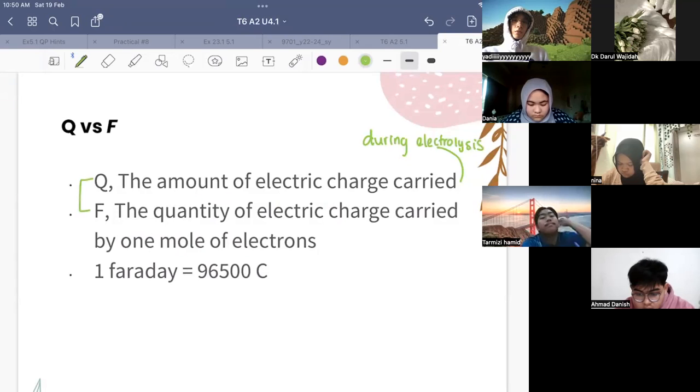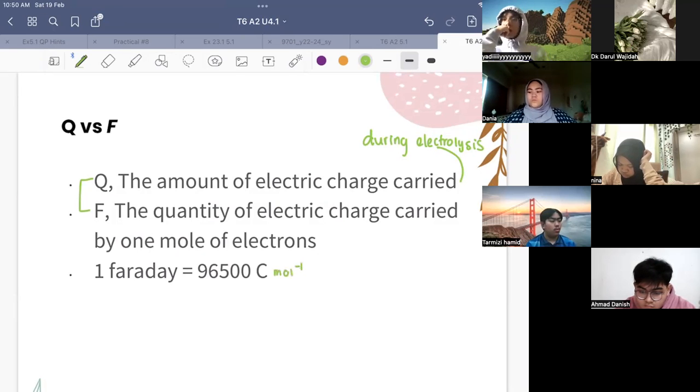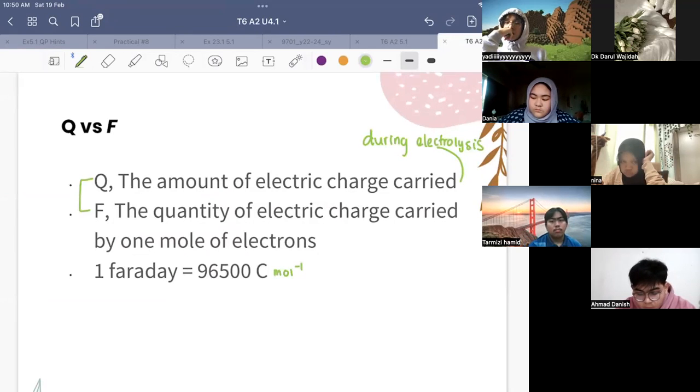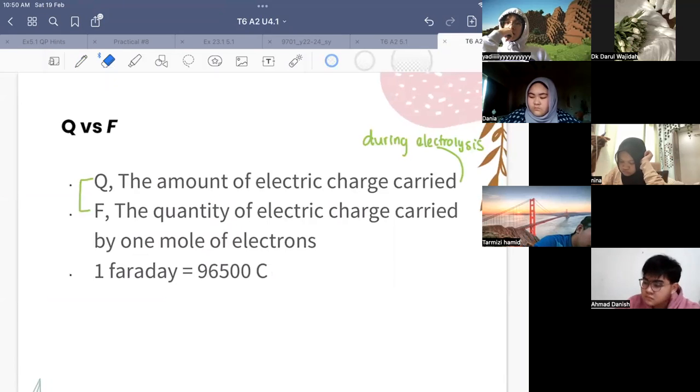So 1 Faraday for our syllabus is always 96,500 coulombs per 1 mole, so per mole, mole to the power of -1. But if you're talking about 1 mole of electrons, then you don't need this.